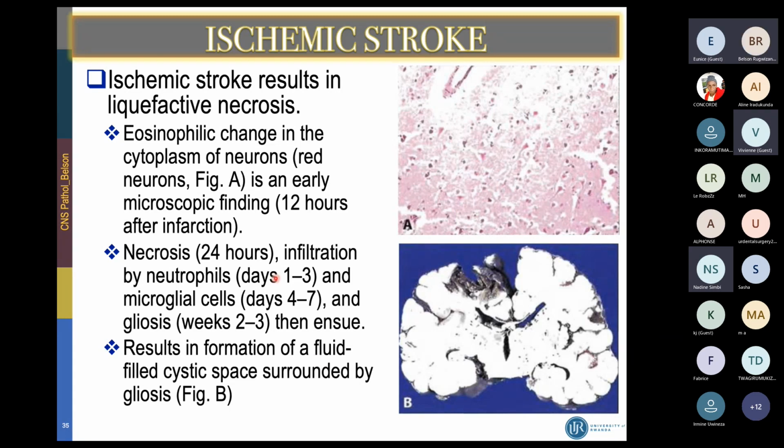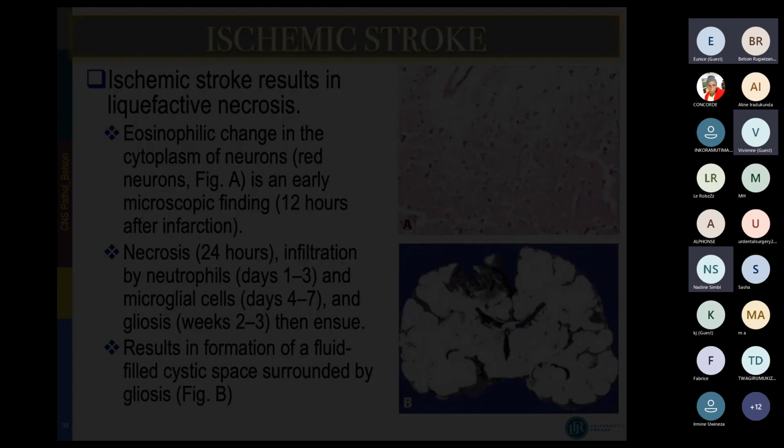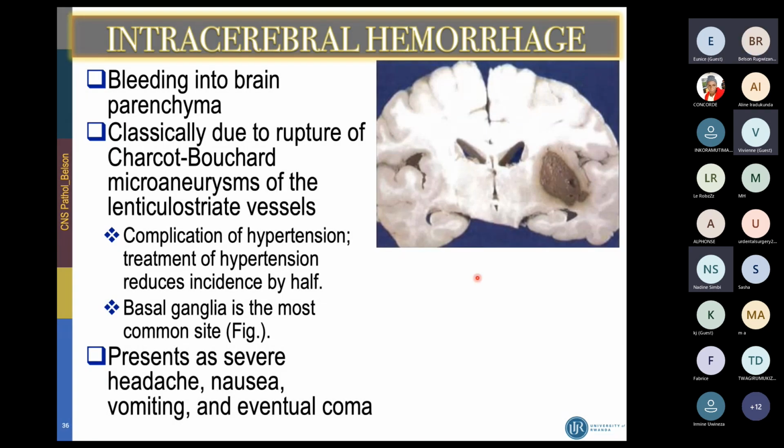So the necrosis will result in the formation of a space surrounded by gliosis, and this is shown in figure 8. Sinyango hano murabona igice kimwe kitari white, so this is necrotized. So intracerebral hemorrhage is bleeding into the brain parenchyma, classically due to rupture of Charcot-Bouchard microaneurysms of the reticulostriate vessels.